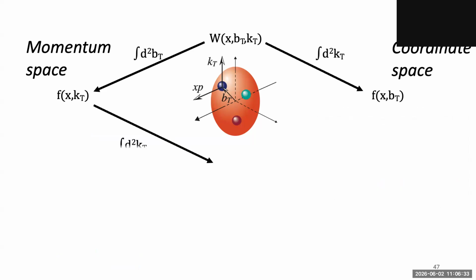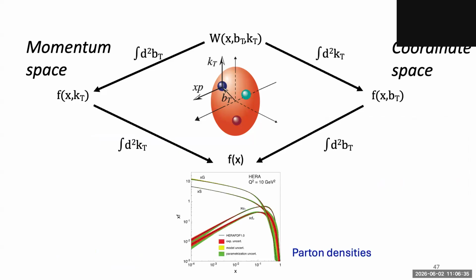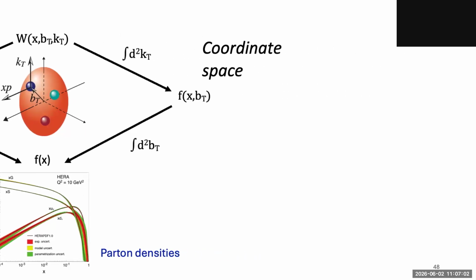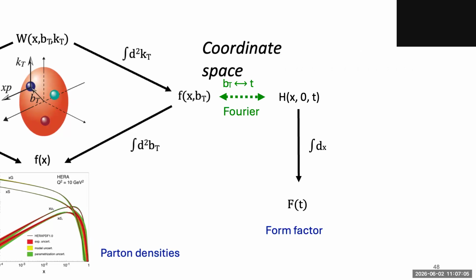And of course, you can integrate out another variable. Here you integrate over b, the position, and here you integrate over the momentum, and you go back to the one-dimensional structure function, or one-dimensional parton distribution, which is the PDF that HERA had measured very well. You see, this is from HERA. Okay, so you have 5 dimensions, and you can integrate out different parts, and you can go back to the one-dimensional image.